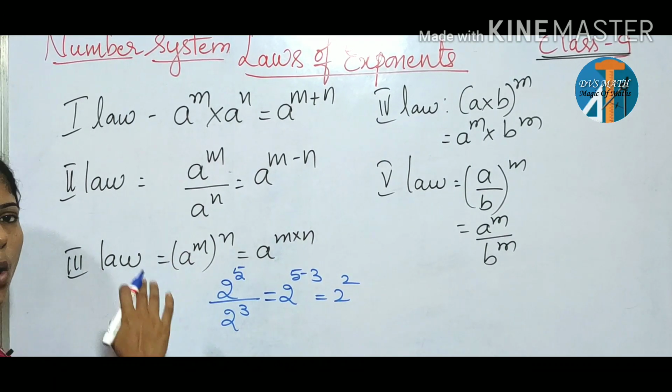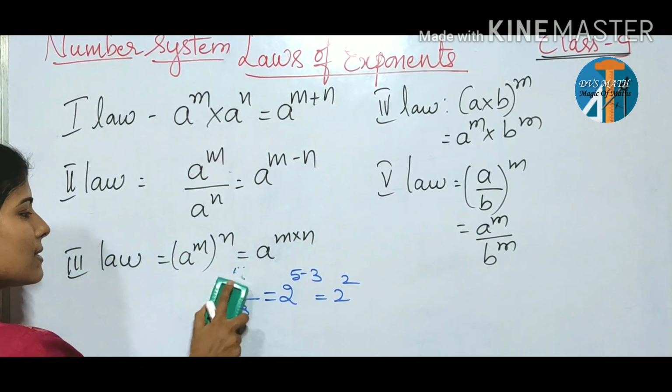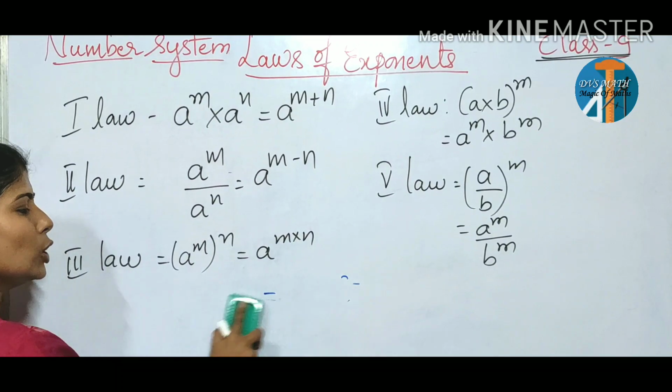A power m whole power n. That means we are considering two powers, where the base is the same but we are considering two powers.